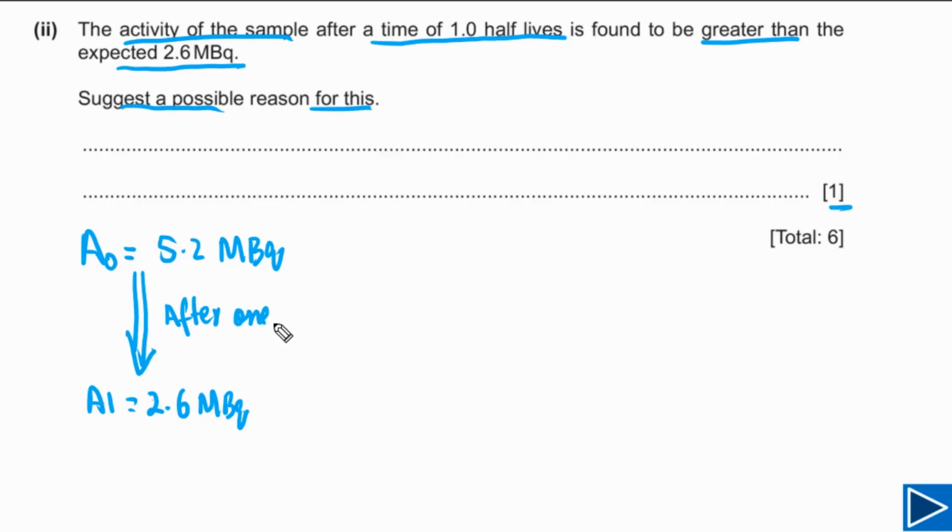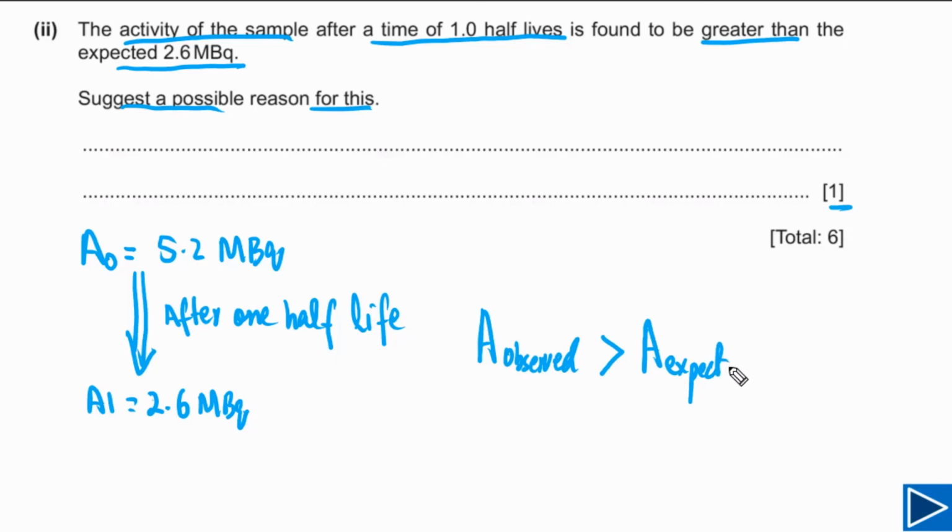So simply we can say after 1/2 life, this is what we are expecting. After 1/2 life, activity should be half. But according to our observation, the observed activity is greater than expected. Question is asking us to explain why it's like this.